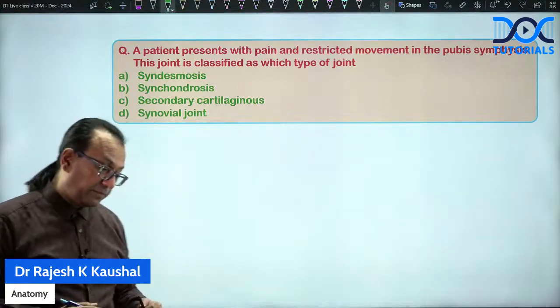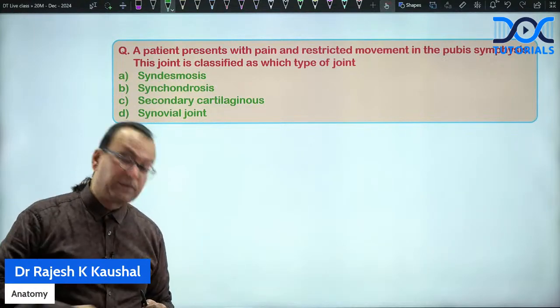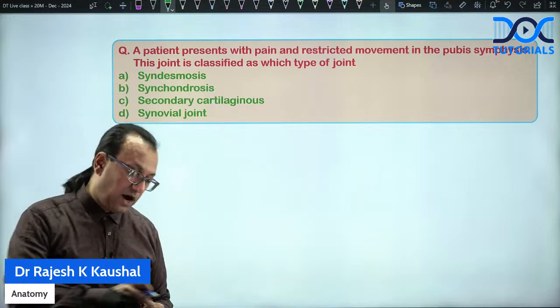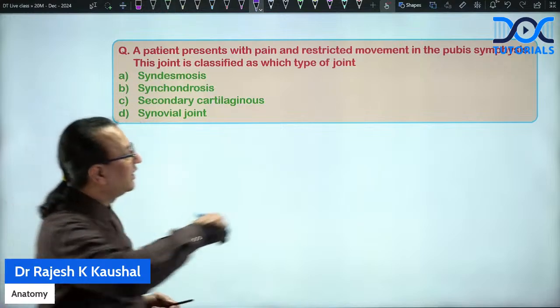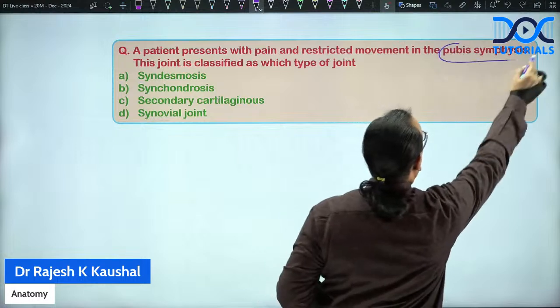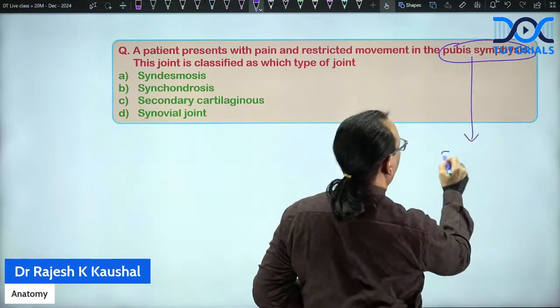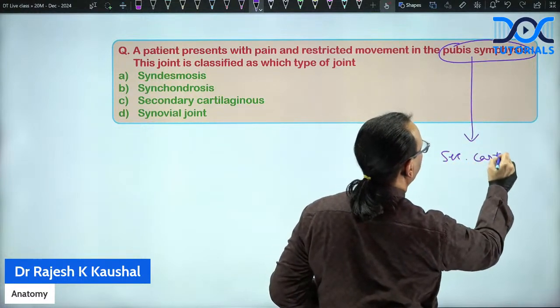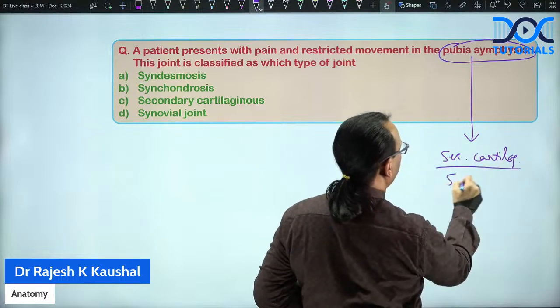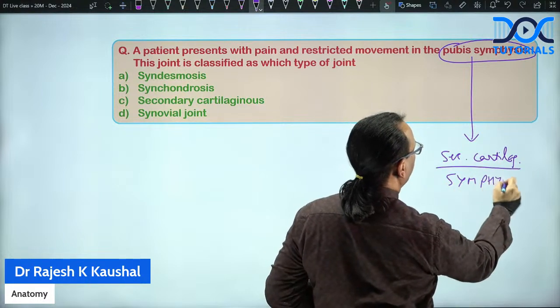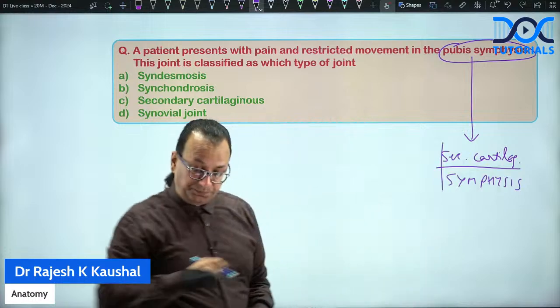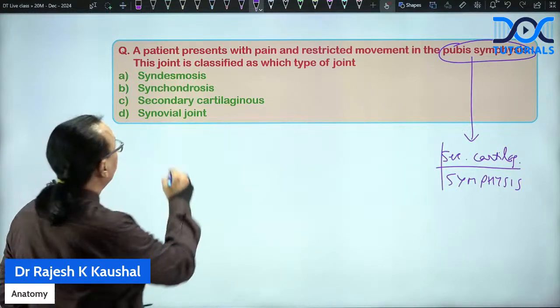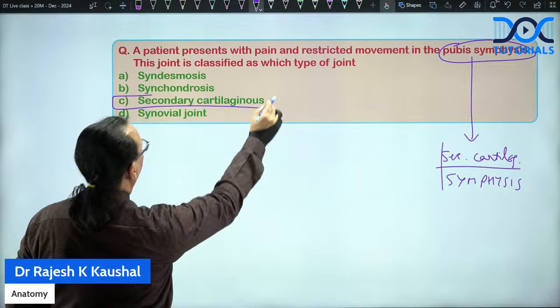Okay, so a patient presents with pain and restricted movement at the pubis symphysis. This is an artificially created clinical question. You know what the answer is. Pubis symphysis is a midline joint. It is a secondary cartilaginous joint, and it is called a symphysis. So secondary cartilaginous, so symphysis. That is the answer.